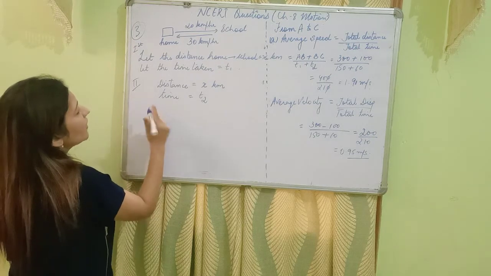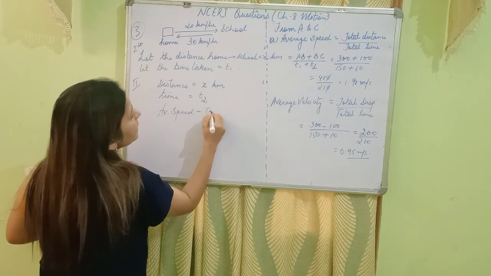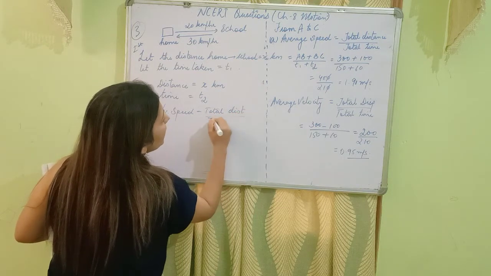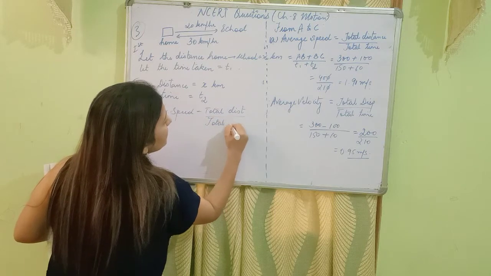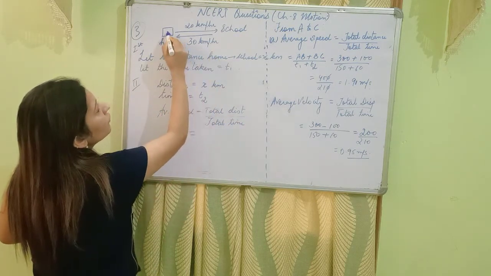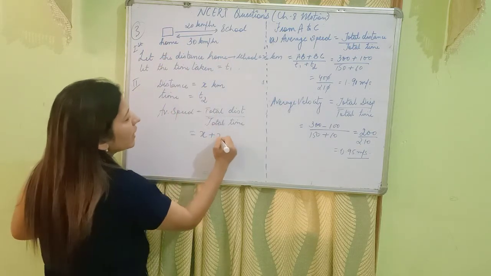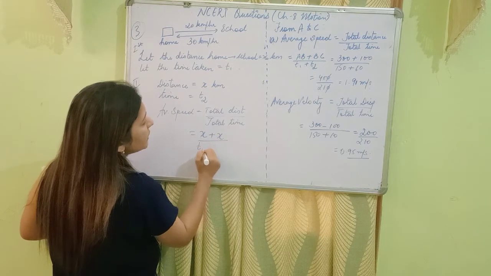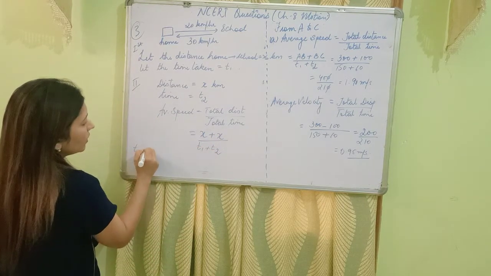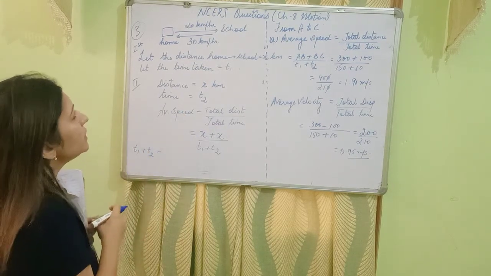What is the formula of average speed? Average speed is total distance upon total time taken. What is the total distance? Going from home to school is x, coming back from school to home is again x, by total time, t1 plus t2. We'll calculate t1 plus t2 first.